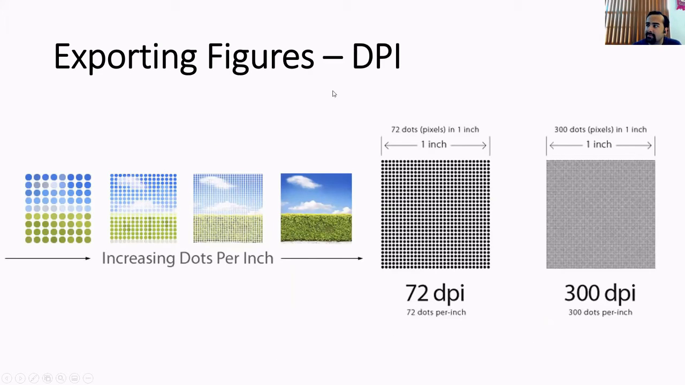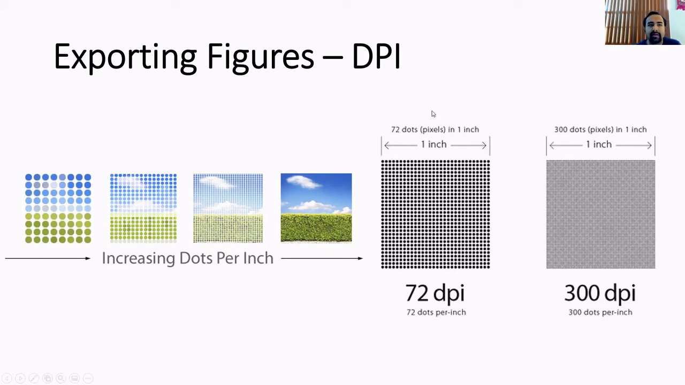Another thing to note that MATLAB will give you control over is something called DPI, which stands for dots per inch. Quite literally, how many dots do you have in your image per inch of it? So the standard is 72 dots per inch, but you can make this as high as you want. So for example, 300 dots per inch, 600, 800, 1,000, whatever.